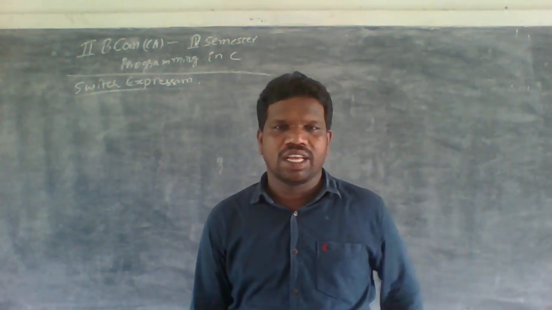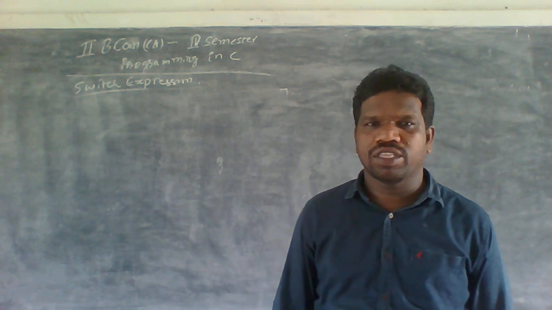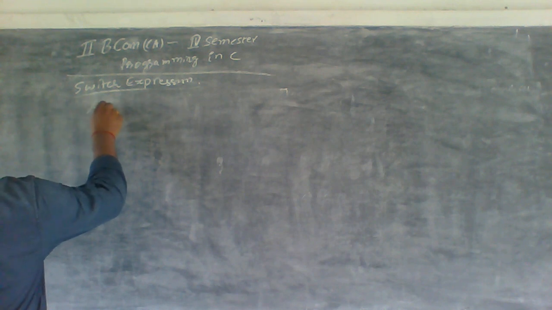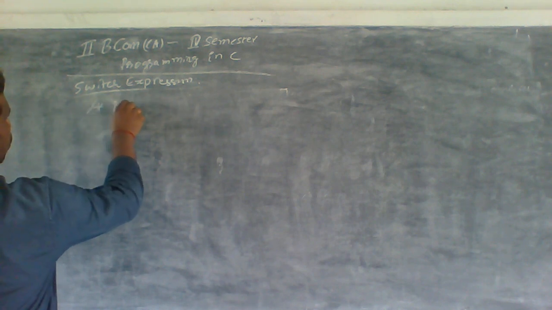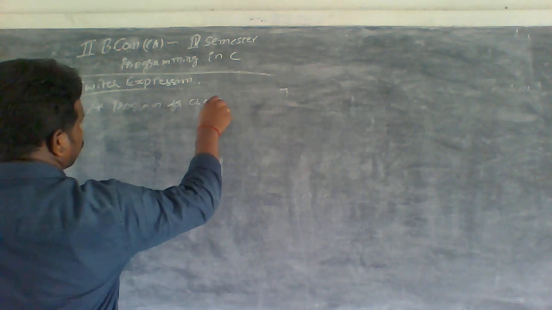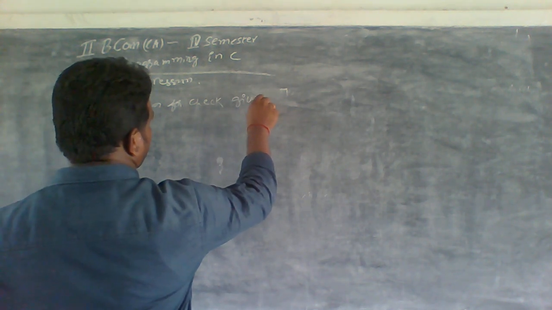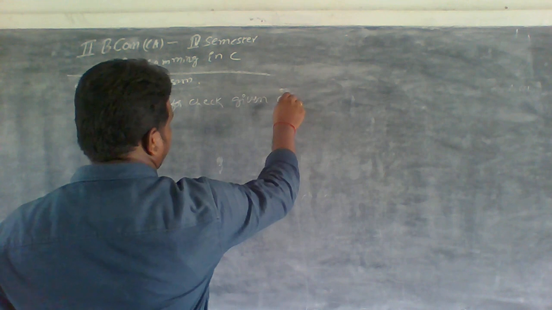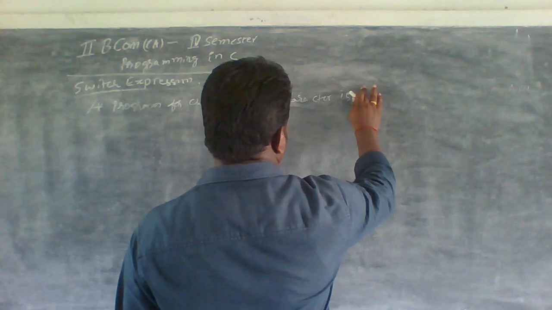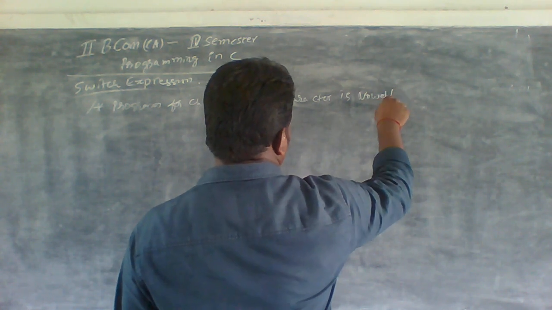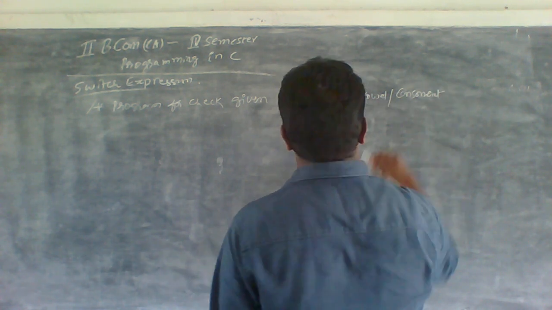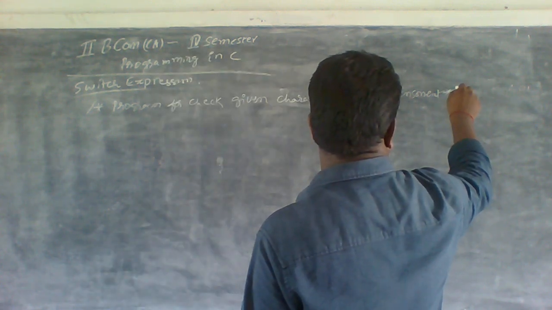Firstly, you have to check whether the given character is a vowel or a consonant. In the comment section, you have to write the comment: program to check whether the given character is a vowel or consonant. Okay, and we have to close this tab.